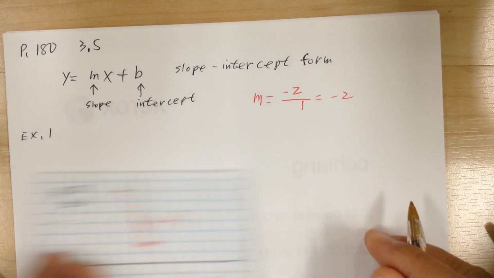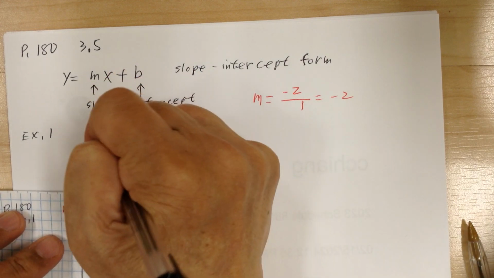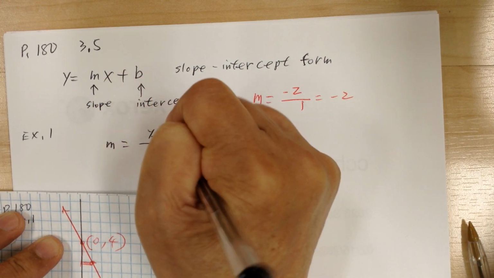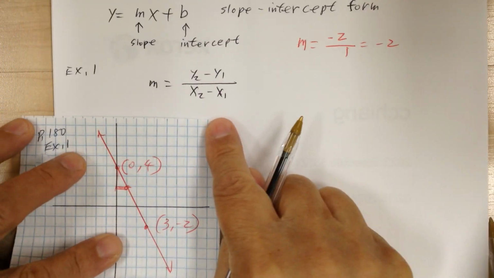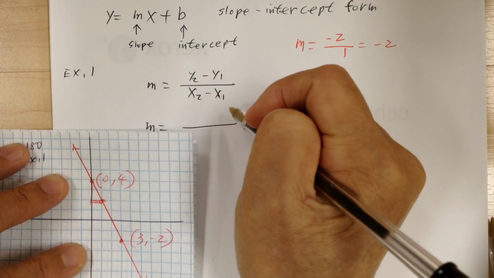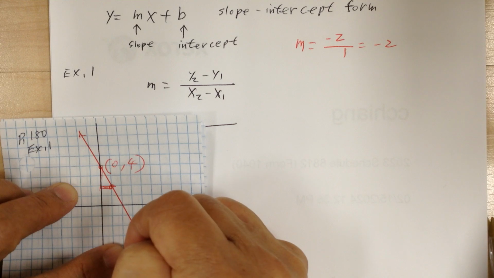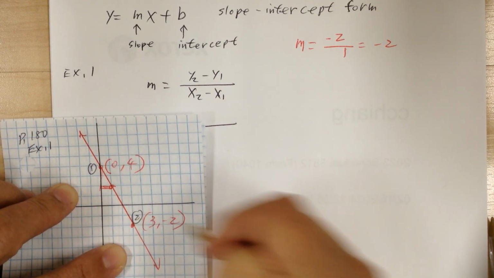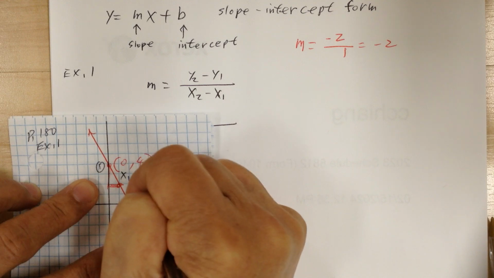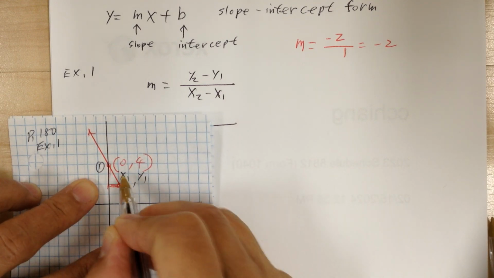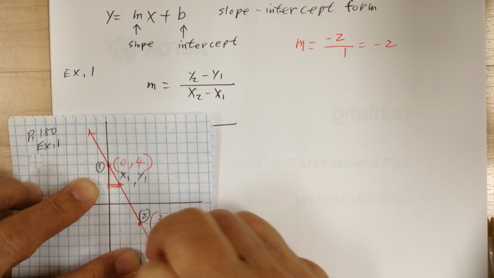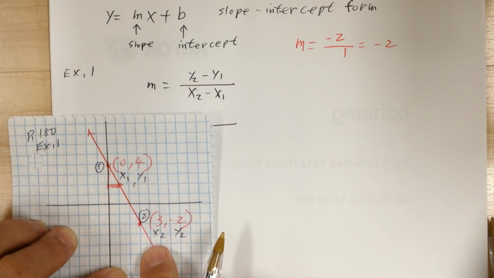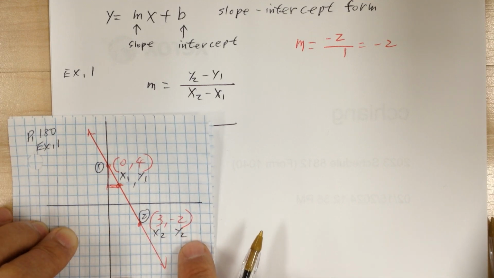So you also can use the formula. The slope equals y2 minus y1 over x2 minus x1. I'm going to call this the first point and this the second point. So that's your x1, y1. Again, the subscript 1 means this is the x of the first point, and this is the y coordinate of the first point. This would be x2, y2, the x coordinate and y coordinate of the second point.